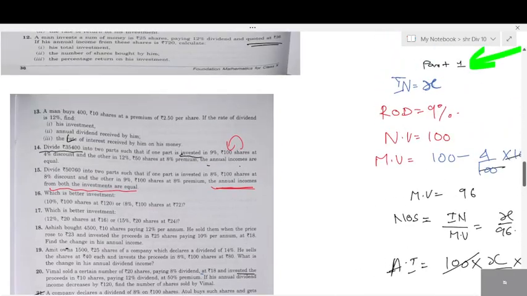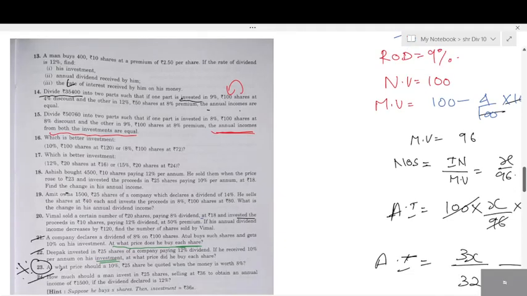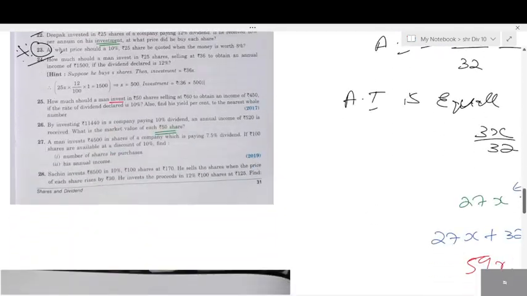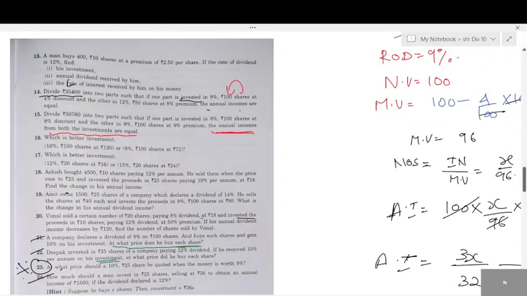Wait. 15th one is the same. Whoever wants, you'll have to try the 15th one. From 16th one, it is different. I will do it later. Better investment. This is the third part, third type of question. Better investment question. 5,000, 10%. He sold them when the price rose to 23, invested the proceeds.